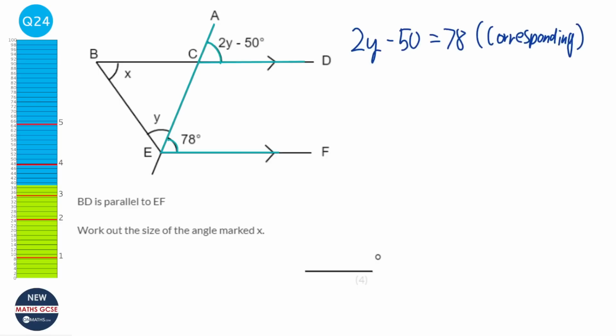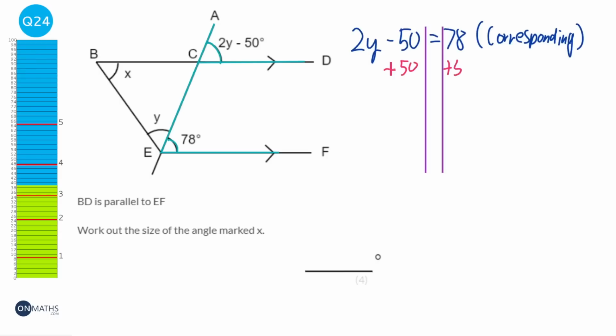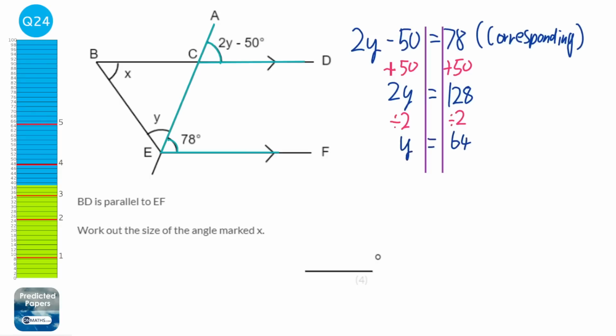Now here we've got an equation, and we want to solve it. So we get our lines in. We'll go first of all, add 50 to both sides. So we've got 2y equals 78 plus 50, which would be 128. And then we're going to halve both sides, or divide by 2. So we've got 64. So we know that y is 64.